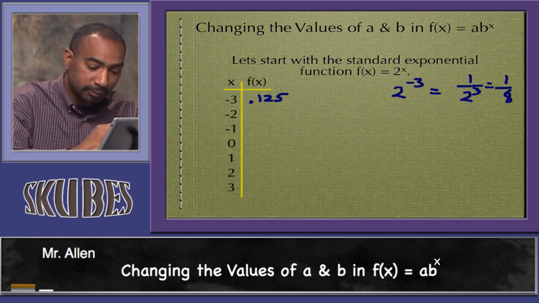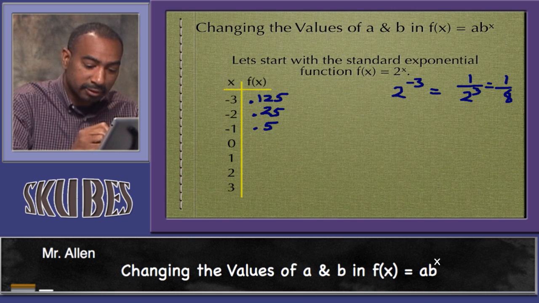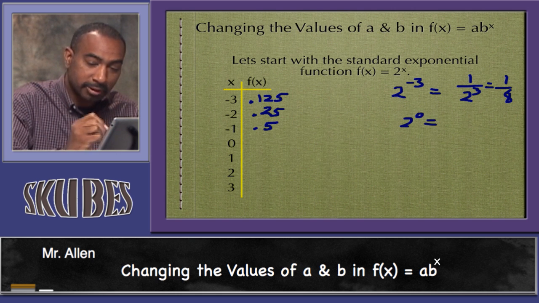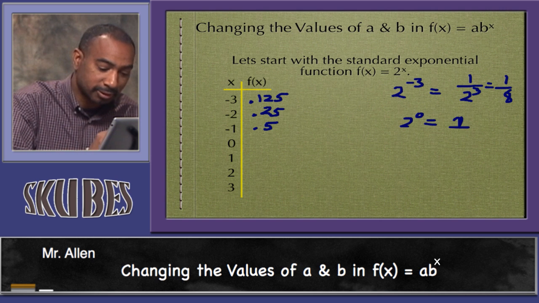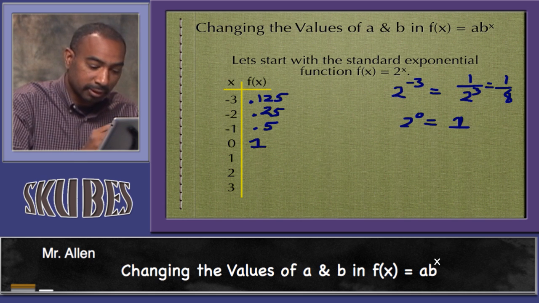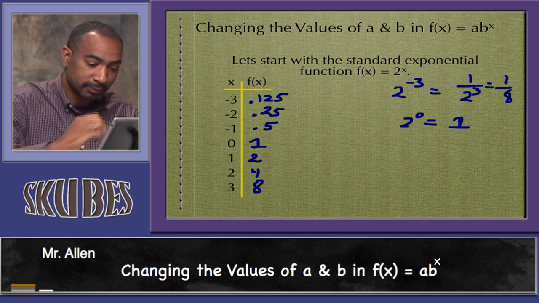And so on. So if you do this, you're going to get 0.25. And 1/2 is 0.5. 2 to the 0 power, remember according to the definition of exponents, this is 1. So when x is 0, you're going to get 1 for f of x. And of course, 2 to the first power is 2. 2 to the second is 4. 2 to the third is 8.